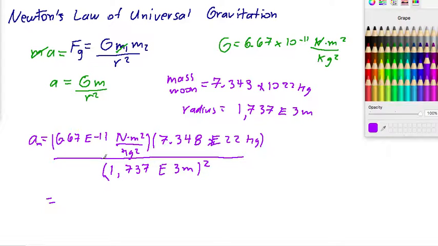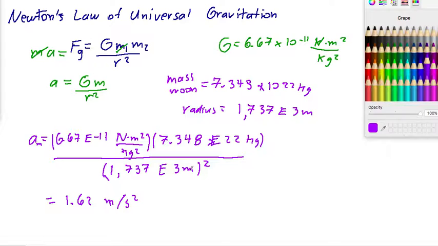Now please pause this video, put this in your calculator, and make sure you get what we're getting, which is 1.62 meters per second squared. And now if you do a really quick Google search for the acceleration of gravity on the moon, it's 1.622, and we're pretty close.